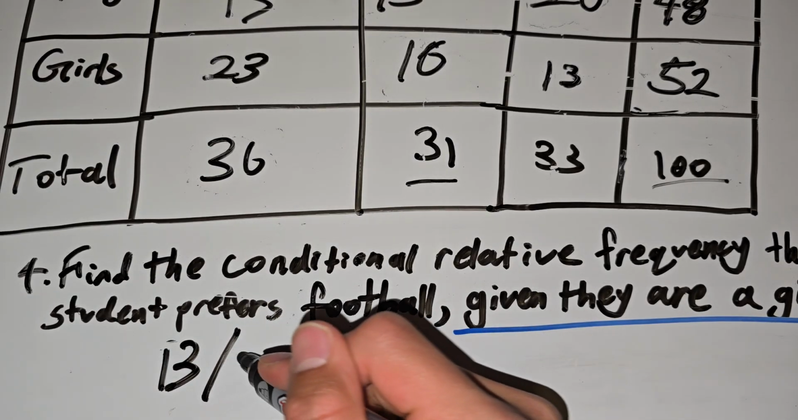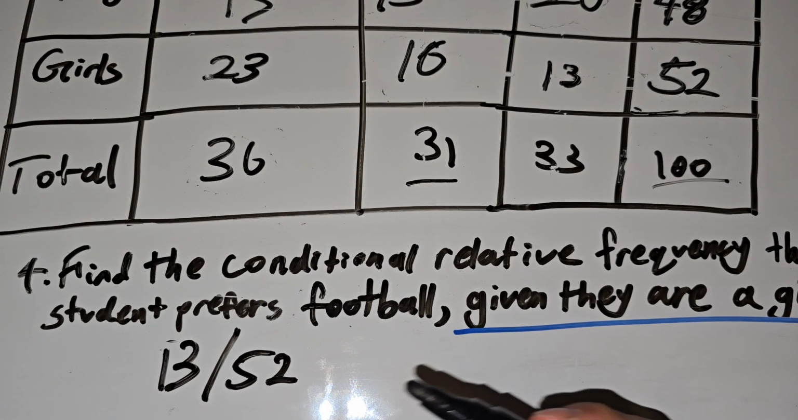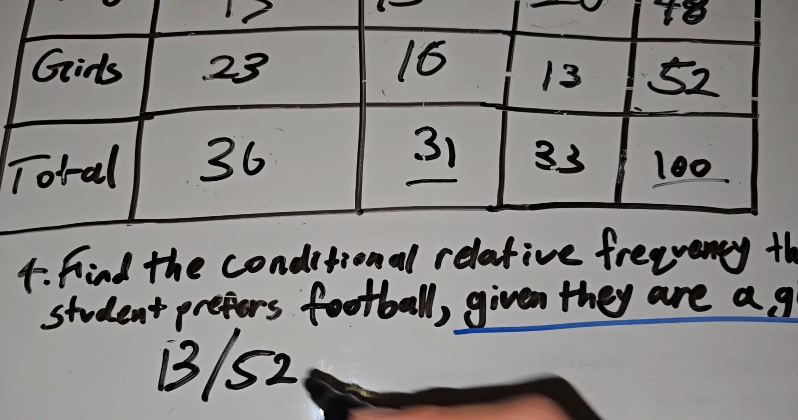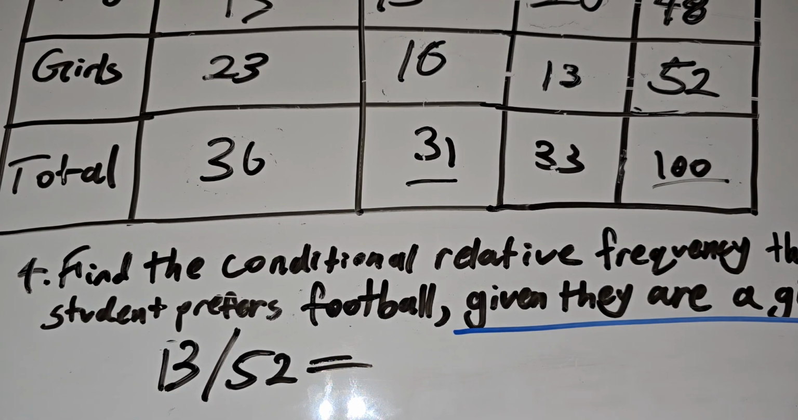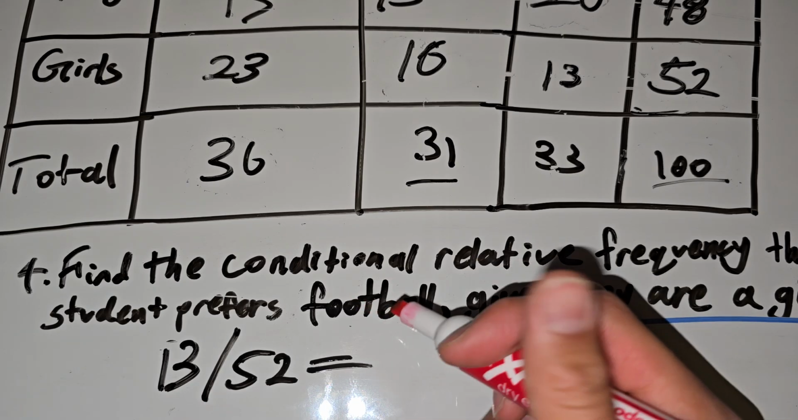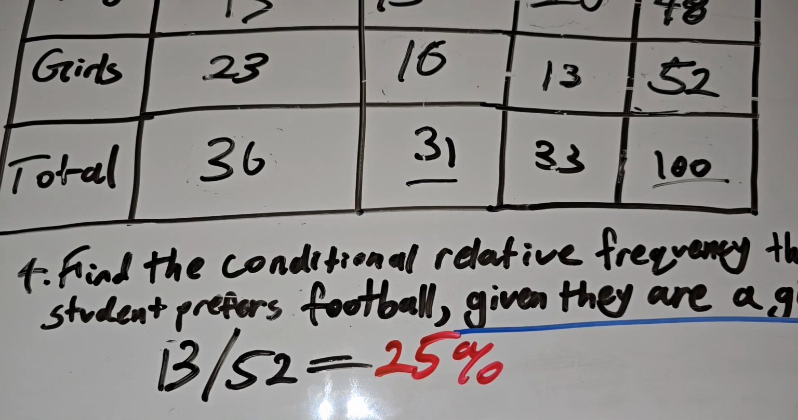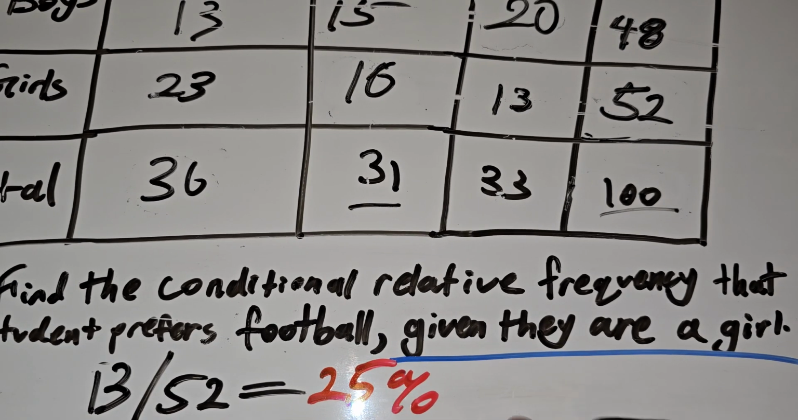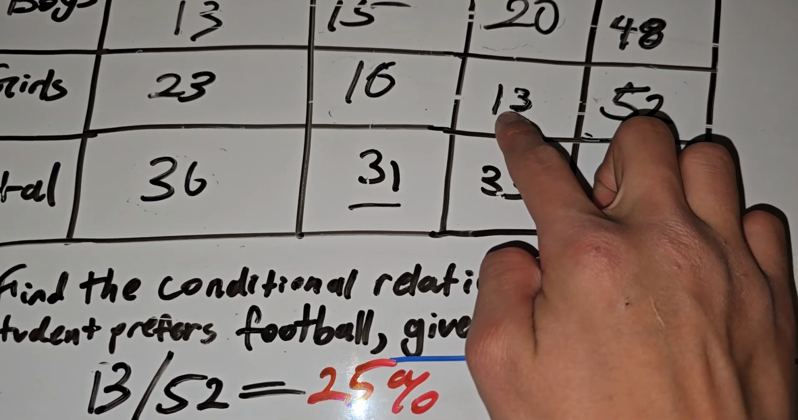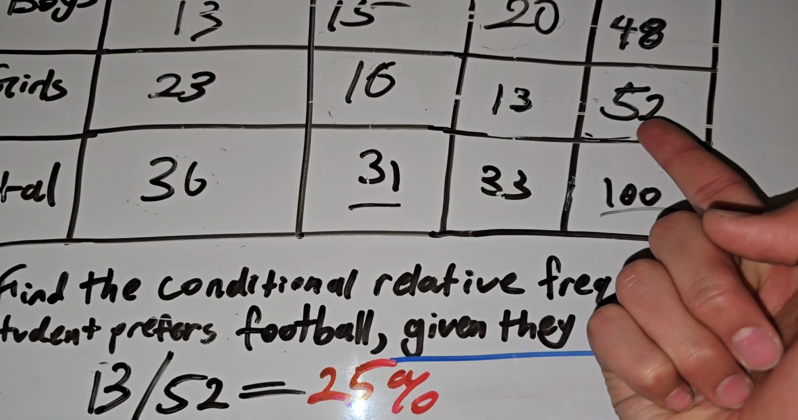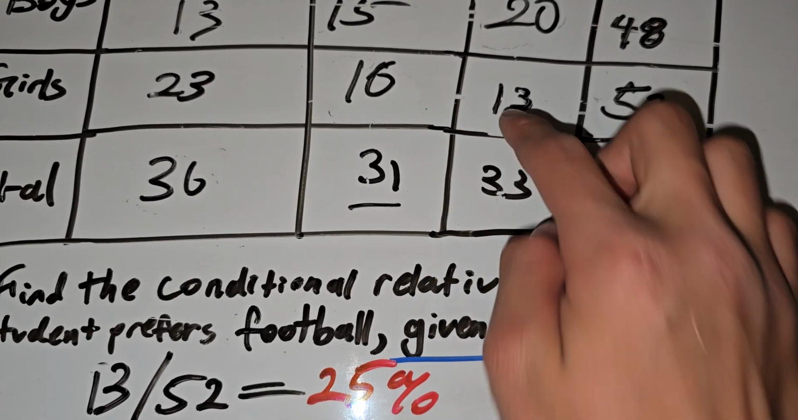So once again, we are doing 13 divided by 52 instead of 48 or 100. 13 divided by 52 would be 25% of girls prefer football. Because remember, out of how many girls is football preferred among them?